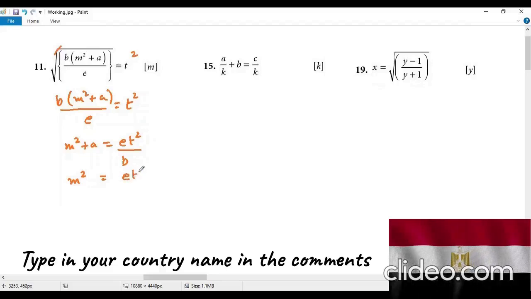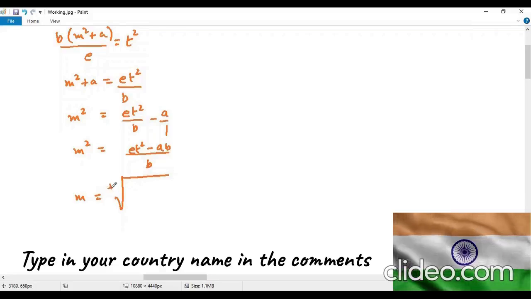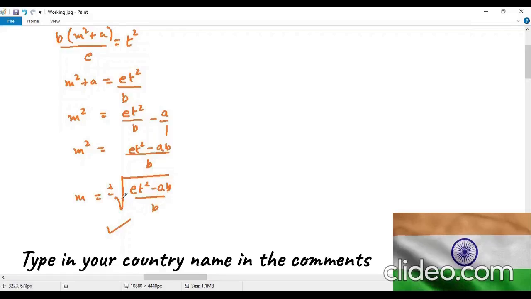equals e t square over b minus a over 1. Instead of a, we have to write a over 1, because both are going to be fractions. LCM is going to be b, and et square will be multiplied by 1, and a will be multiplied by b to make you ab. Now in here it's going to be m square, under root et square minus ab over b. This is going to be the final answer, and you will get full marks.